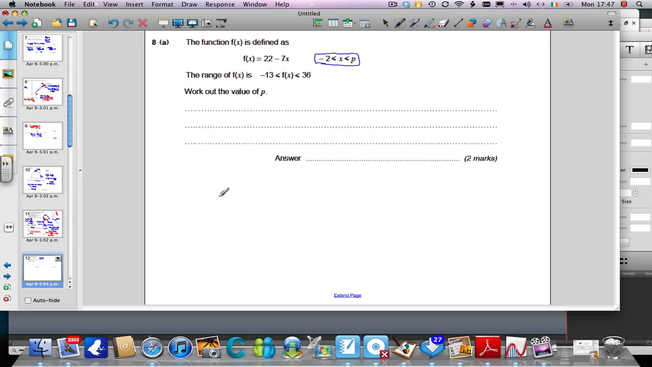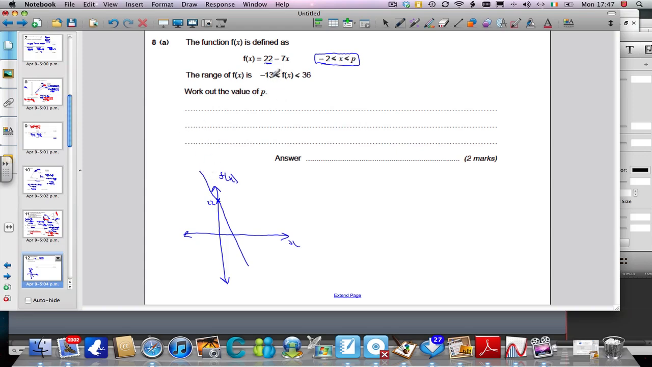Now the way I did this was I tried to visualize what this looks like, by just sketching a little graph here. So this is actually a straight line with a gradient of -7, and it cuts the y-axis, or in this case the f of x axis, at 22. So it's going to cut somewhere here, that's 22, and it has a gradient of -7. That means it steeps down like that fairly quickly, goes off in that direction.